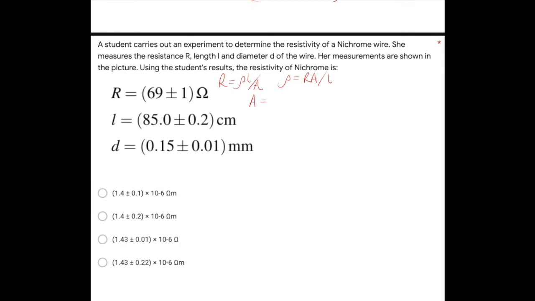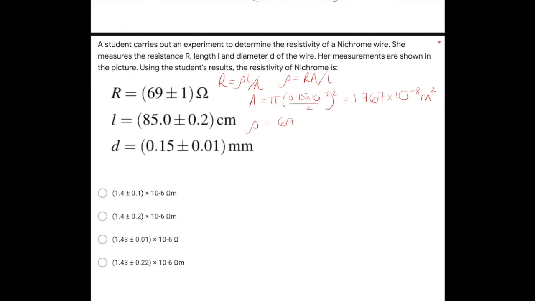Now, before we could go any further, we needed to work out the area, okay, and we do that using pi r squared as always. So there we have our 0.15 times 10 to the minus 3 divided by 2 all squared, which gave us an area of 1.767 times 10 to the minus 8 meters squared.